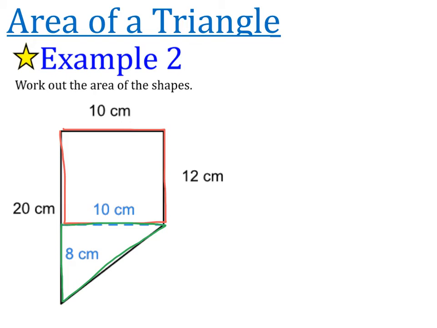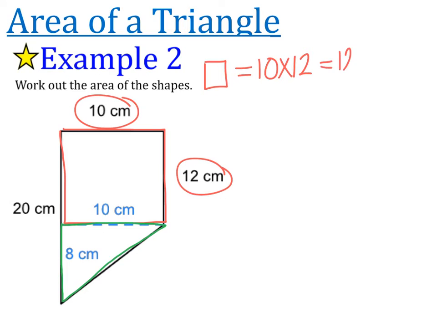So I've split them up by colors to help me out, and then now I can go ahead and find the areas. So the red area, or the rectangle, is 10 times 12. So I'll draw a little shape over here. There's my rectangle. It's 10 times 12. And that's going to give me 120 centimeters squared.